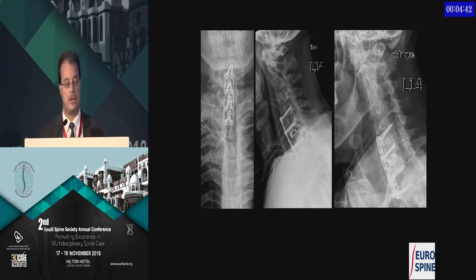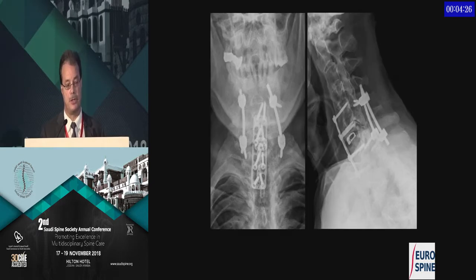So initially having this anterior fixation done, and you see we don't try to close the gap. We just use the little gap. We just use that little bit of relordosis the fracture gave to the patient and insert a cage.